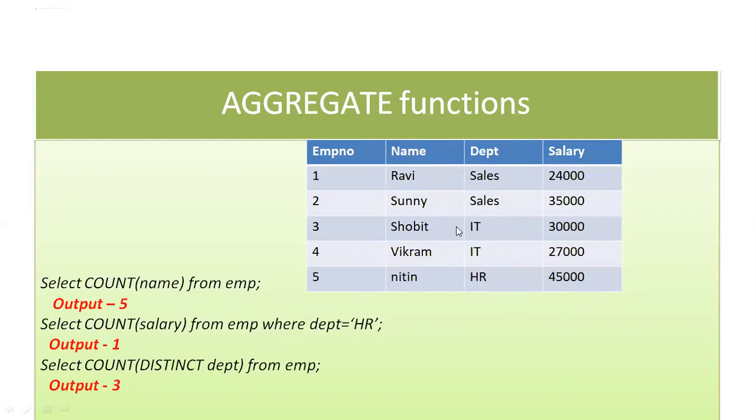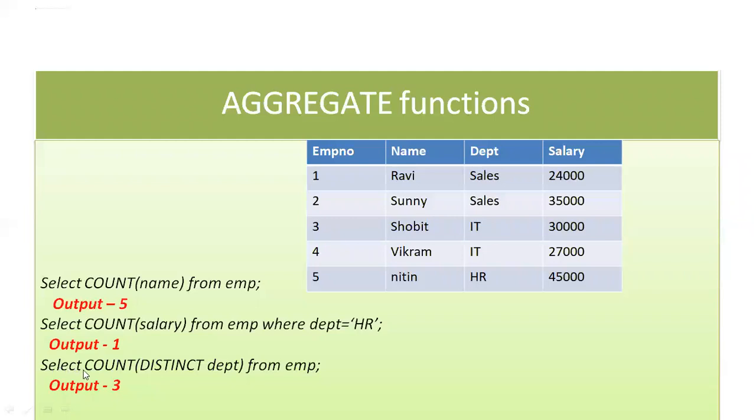So if I am applying it with IT, it will display 2. It will count the number of records, not the total value. Don't confuse count with sum. Sum will calculate the total value of all the column, and count will count the number of records. So I am applying SELECT COUNT salary from employee where department equals sales. It will display 2. If I am using SELECT COUNT salary from EMP where department equals IT, it will display 2. Here HR is 1, so it is displaying 1.